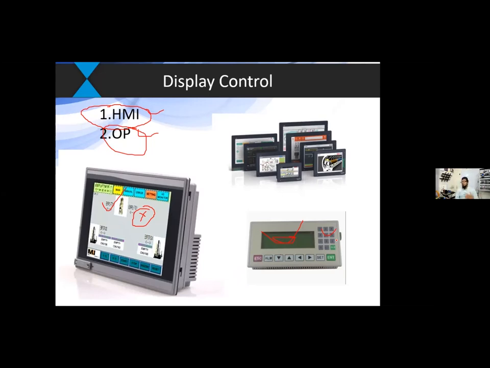One HMI costs more than 15,000 or 20,000 like this, but an OP you can get for 5,000 or 3,000 like this. So if we don't need much feedback, or if I don't need to change the analog value and many other things, then you can use the OP. And if we need more things, then you can use the HMI.